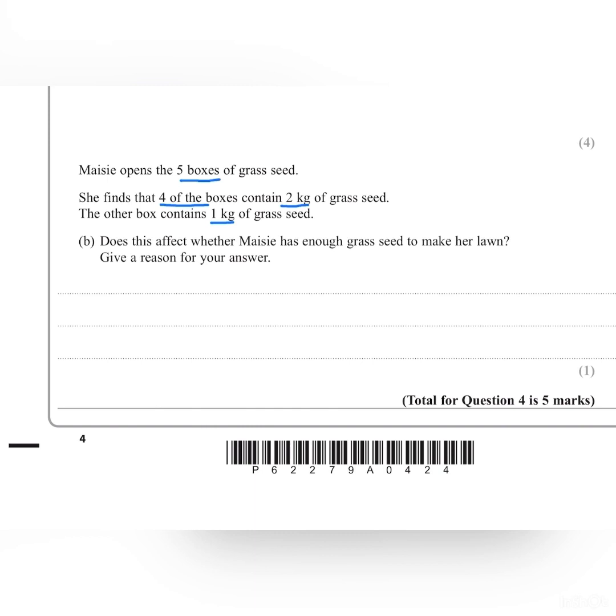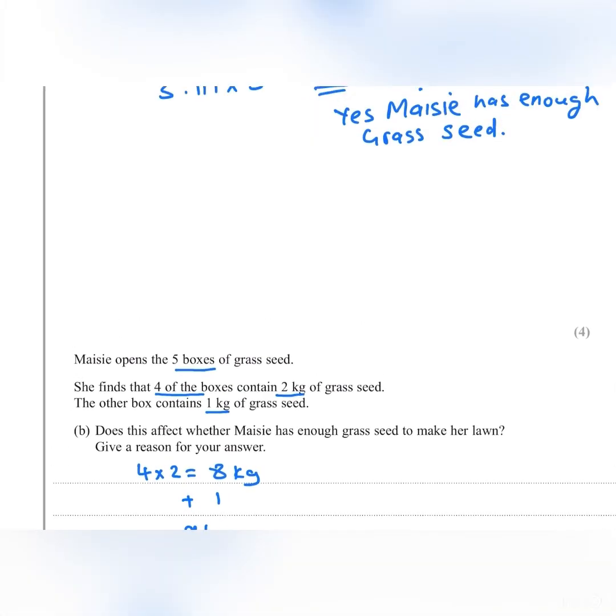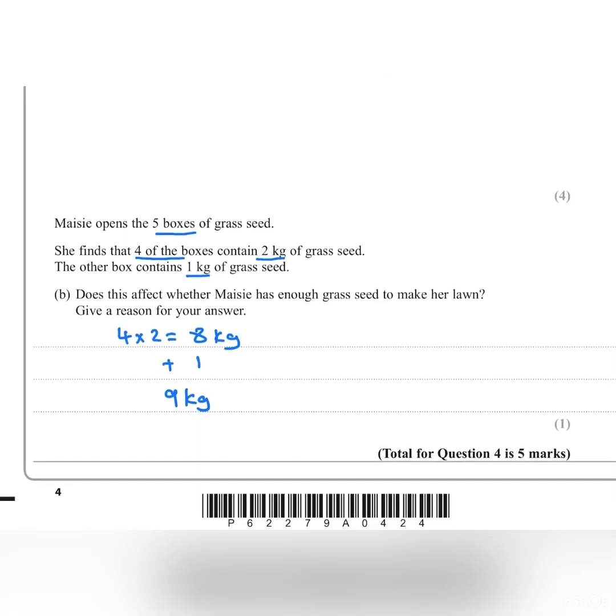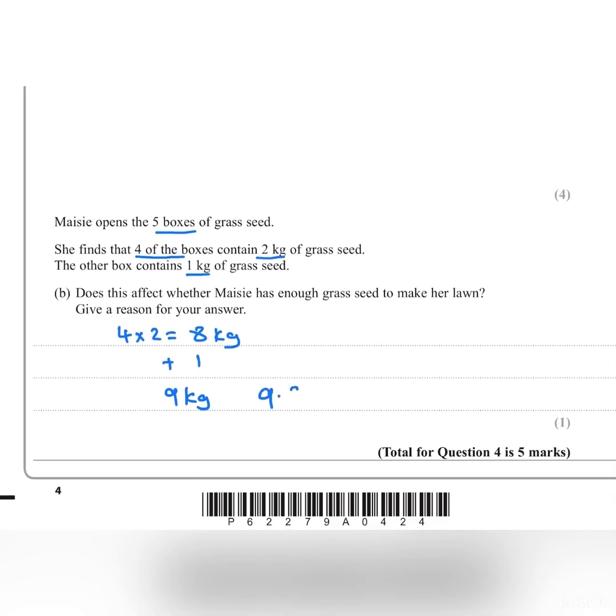Okay, so 4 boxes contain 2 kilograms, so that's 8 kilograms, and plus 1 more, that's 9 kilograms of grass seed that she already has. Now, if you go back to part 1 of this question, she needed 9.3 recurring. So we need 9.33. So that means, yes, it will affect her answer. She has less grass seed available now. Okay, so again, write your closing statement stating that fact.